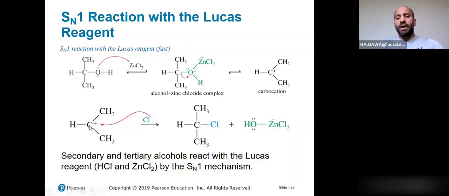This secondary carbocation now is going to be attacked by the Cl minus, and this is going to give me the alkyl chloride plus the side product, which is going to be the OH attached to the zinc chloride. The strong bond between zinc and oxygen is what actually pushes the reaction to go forward. And that favored bond is what helps weaken the C-O bond to basically end up having the halide substituting the oxygen bond.